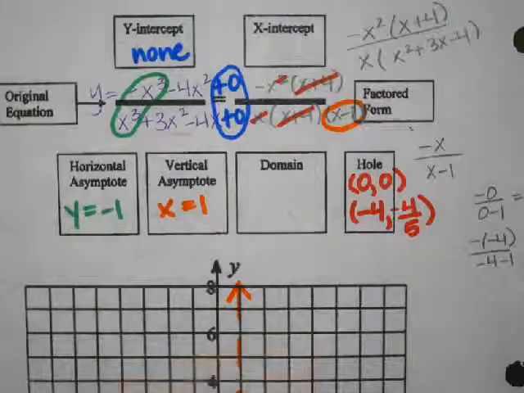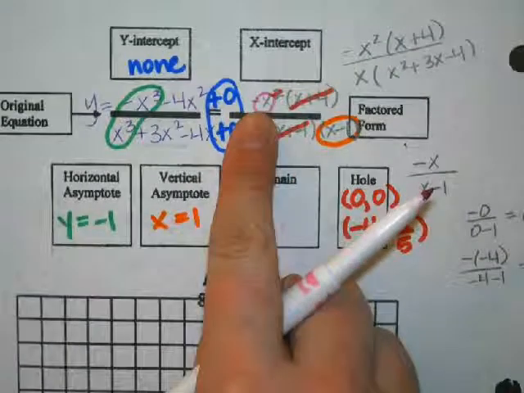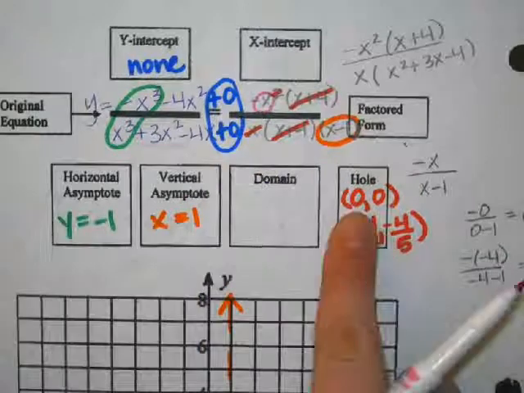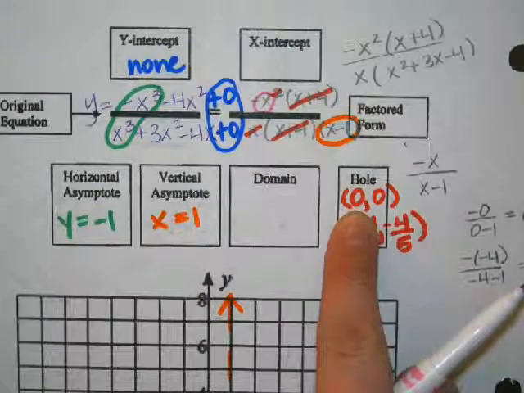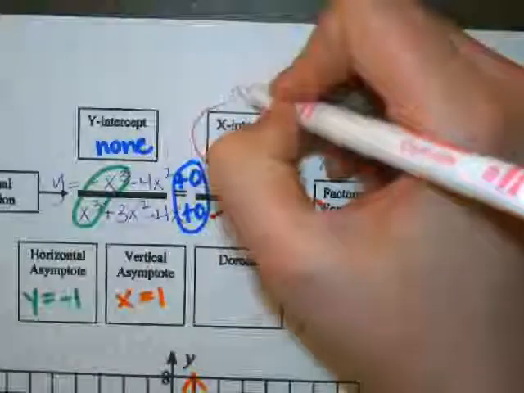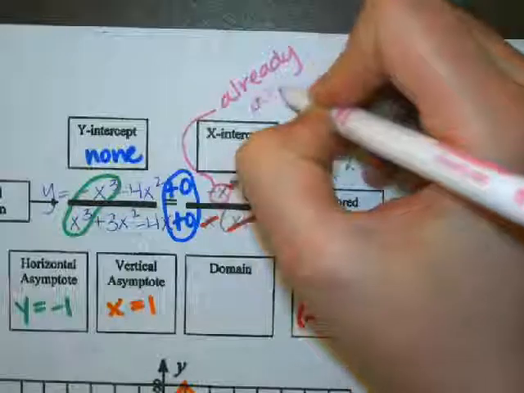Is there an x-intercept? No. So this would be good to write on your page. There is a leftover factor, but it's just an x. So that would make us think that we had an x-intercept of 0, but we can't because there's already a hole at 0. Okay, so on my paper, I'm going to write this out, already a hole at 0.